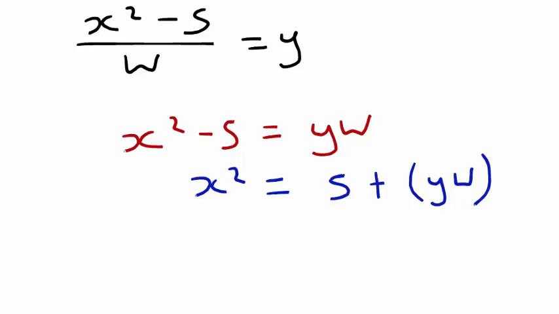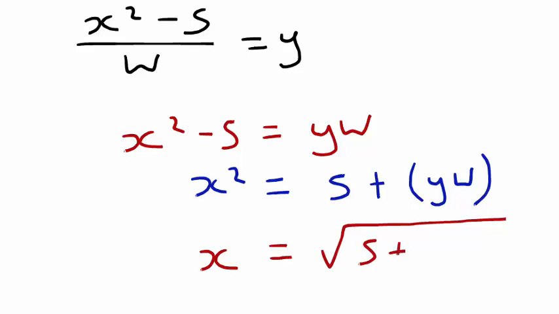Next phase is to find the square root of x squared, which is x, and the square root of the other side, the whole thing, is 5 plus y multiplied by w. And there's the answer to number 2.